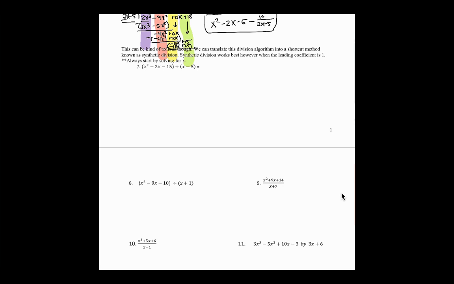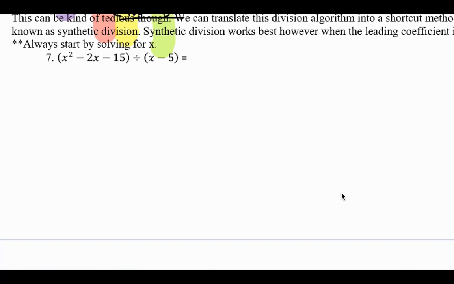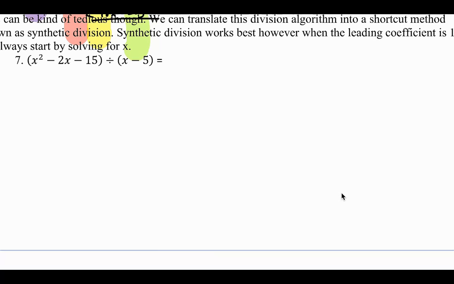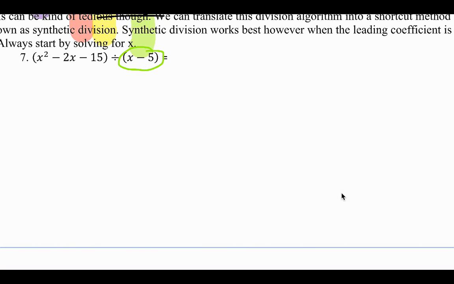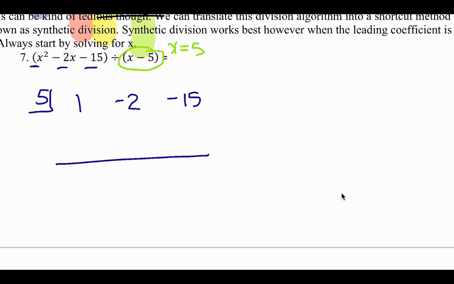So the way that synthetic division is going to work here, if we're going to do this first example, is you always take what x is equal to. So if I had x minus 5, x is going to equal positive 5, as if we were solving that for 0. Then we put positive 5 in this little box in the corner. So we're putting 5 in a box. You're then going to take all of your coefficients. In this case, it would be 1, negative 2, and negative 15, each of our coefficients across the top. You're going to leave some space, and you're going to draw a line. So this is your setup.